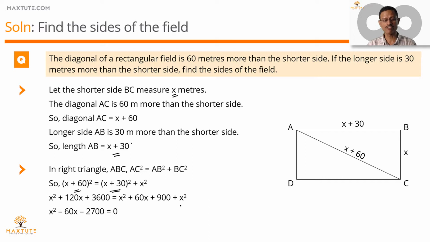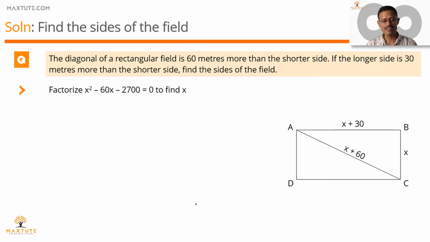Step 2, we need to find the value of x. We'll try and factorize it. Is it factorizable? Yes, it certainly is. Product is equal to minus 2700. Sum is equal to minus 60. 90 into 30 will give you 2700. So one of these is going to be negative. The other is going to be positive. Sum is negative, which means that we're going to go with a minus 90 and a plus 30. So let's take that and do it here.